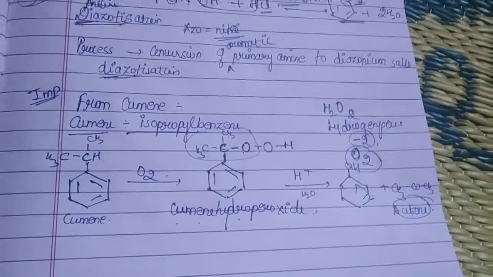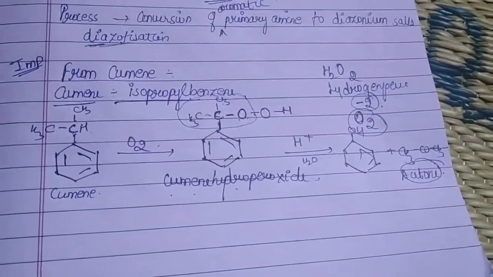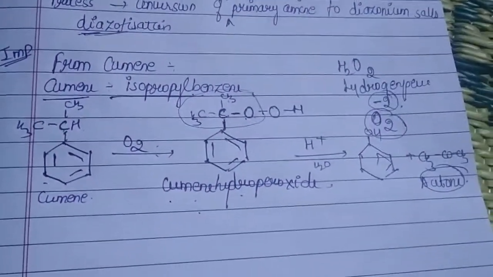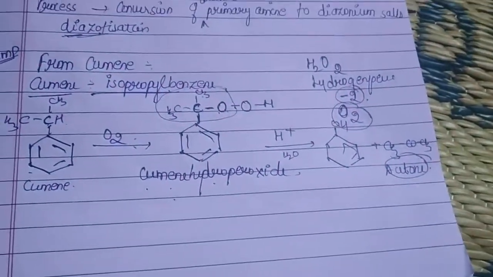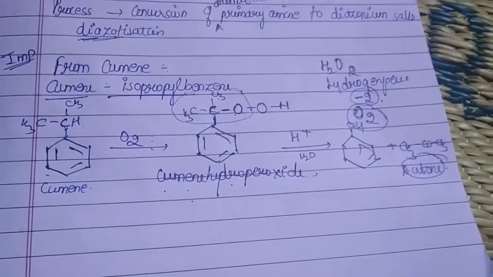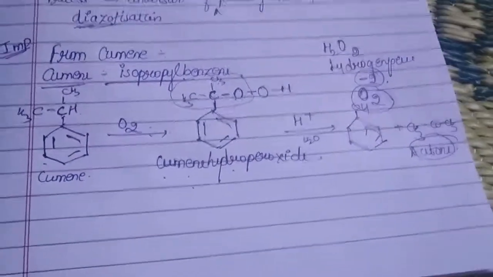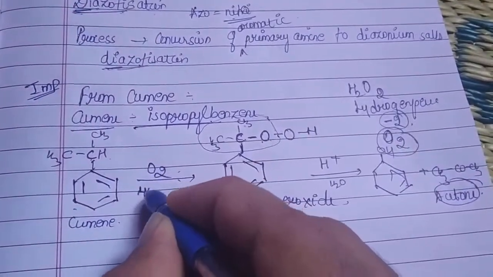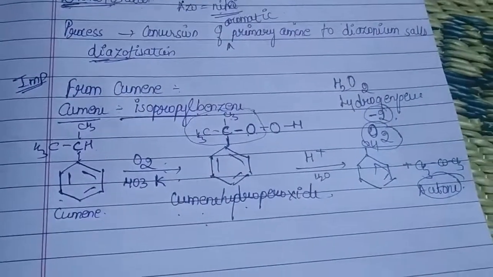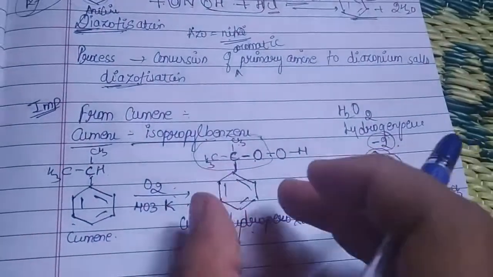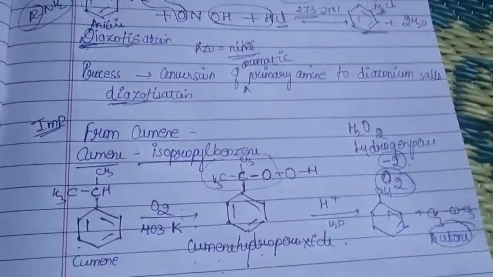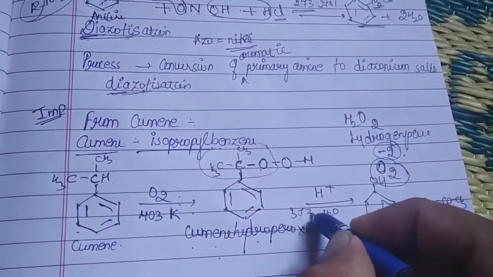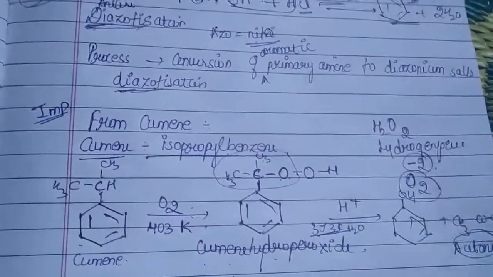So cumene is a very important reaction. Whenever cumene is oxidized, first we get cumene hydroperoxide. Then that cumene hydroperoxide on acidification gives you phenol, with an important byproduct, acetone. Is that clear? And do remember the oxidation takes place at a temperature of nearly 403 Kelvin. And to convert this cumene hydroperoxide to phenol, we maintain a temperature of 373 Kelvin. Can you see? Nearly 100 degrees Celsius.